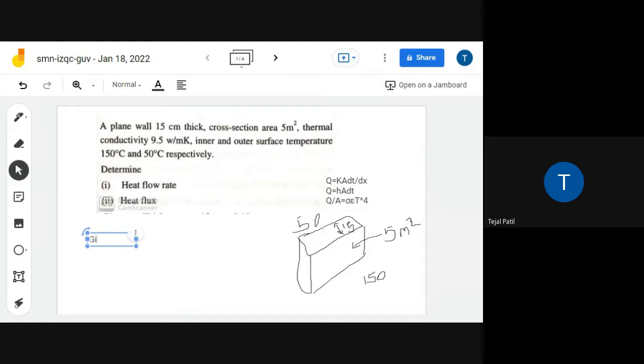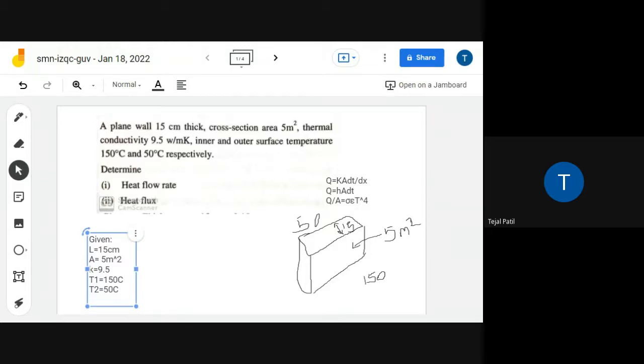So what is given? Length is 15 centimeter. Area is 5 meters square. Conductivity K is 9.5. T1 is 150 degrees Celsius, and T2 is 50 degrees Celsius. Now what is asked here? Determine the heat flow rate. First you are supposed to find the heat flow rate.